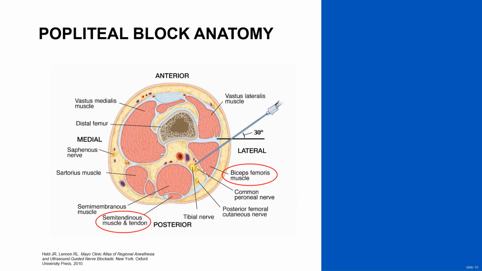In this cross-sectional view, you can see that the tibial nerve and common peroneal nerve lie between the biceps femoris muscle and the semitendinosus muscle and tendon. The nerves are also in close proximity to the popliteal artery and vein. Applying the probe to the posterolateral aspect of the thigh shows the relevant neural structures and the vascular structures, and your needle will come in from a lateral to medial angle.